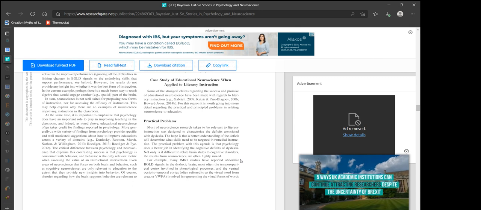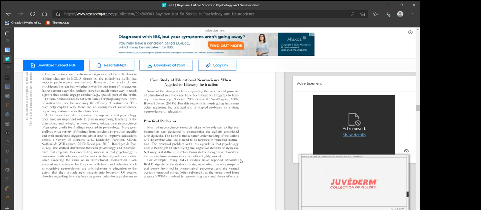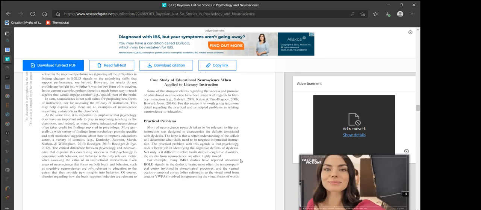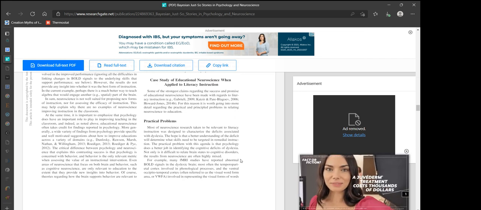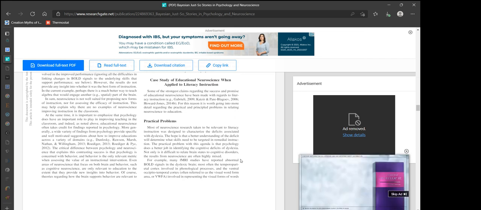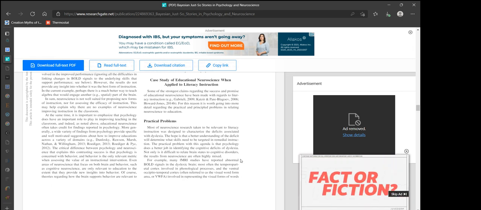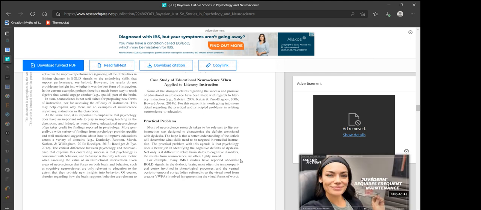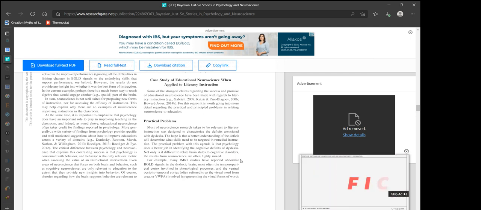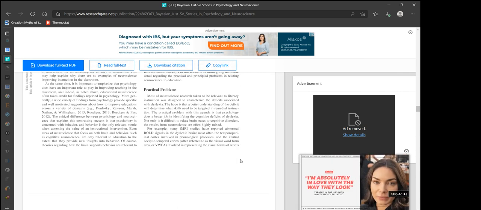Case study of educational neuroscience when applied to literacy instruction. Some of the strongest claims regarding the success and promise of educational neuroscience have been made with regards to literacy instruction. For this reason, it is worth going into more detail regarding the practical and principled problems in relating neuroscience to education. Practical problems.